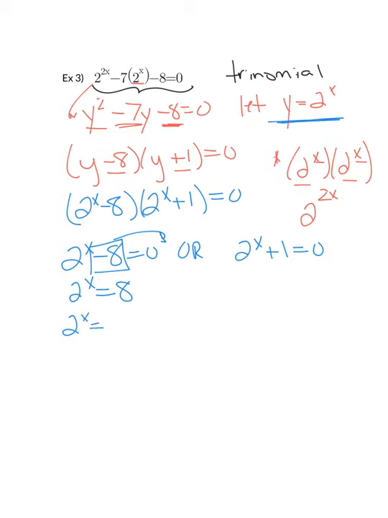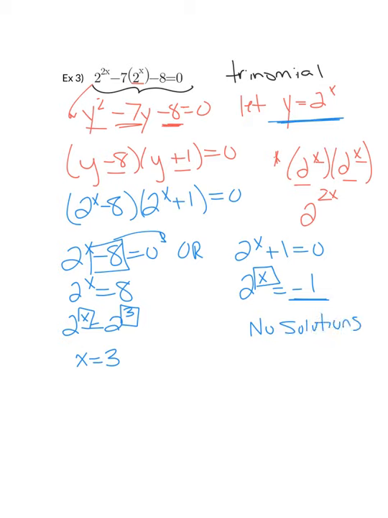Now I know that 8 can be rewritten as 2^3, which means I can equate my exponents and get x equals 3. Now for this one, I'm going to get 2^x equals negative 1. There's no way that I can ever get a negative 1. If it were a positive 1, I could say 2^0, but since there's no way to ever plug anything in for x to get a negative answer, there's no solutions here. So the only answer I'm getting is x equals 3.